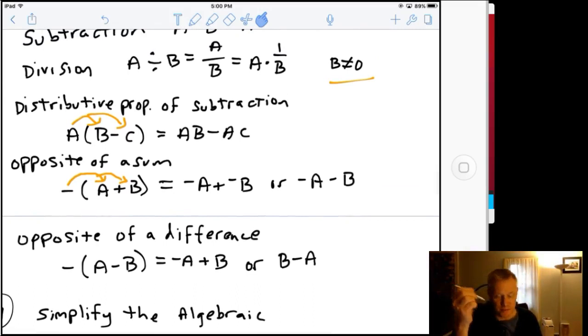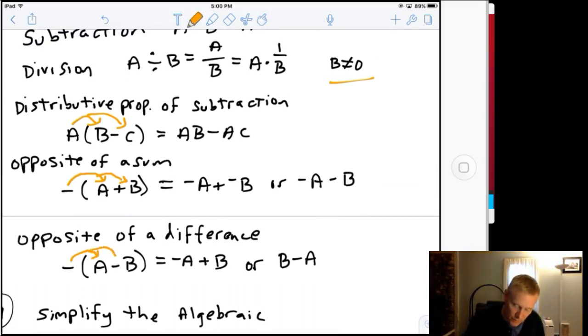The opposite of a difference is the same idea. I'm distributing that negative sign, so whatever's in the parentheses, if it's negative, you make it positive. If it's positive, you make it negative. So that b is negative inside the parentheses because the subtraction sign sticks to the b, not to the a. So then it becomes plus b. The a becomes negative, so you get negative a plus b, or you could switch the order, put the positive b first and the negative a after, and get b minus a. So they're all the same thing.